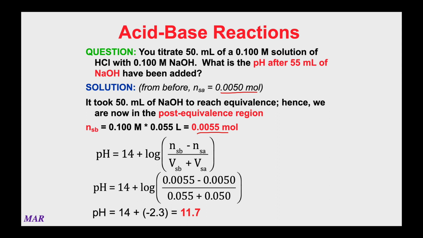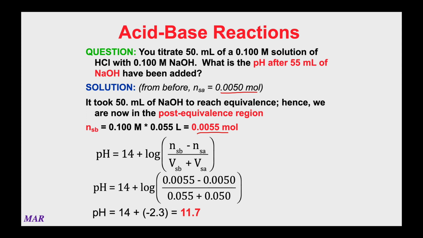So this equation, pH equals 14 plus log, basically hydroxide, but we want to find out the net moles of hydroxide left over after the acid's been removed, divided by total volume. Logarithms get really nervous when you have zeros and negative numbers in them, so that's why we're always trying to get these values. So NSB minus NSA is a positive number. We'll divide it again by the total volume, pH 11.7.